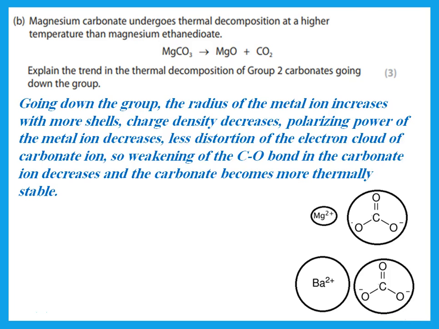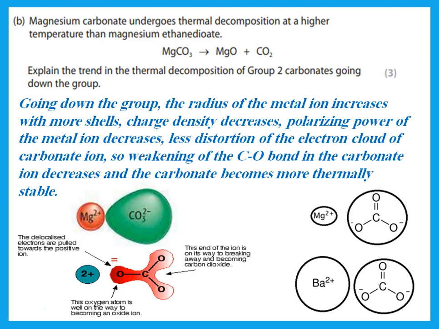This is because going down the group, the radius of the metal ion increases with more shells, the charge density decreases, the polarizing power of the metal ion decreases, there will be less distortion of the electron cloud of the carbonate ion, weakening of the C-O bond in the carbonate decreases, and the carbonate becomes more thermally stable as we go down the group.